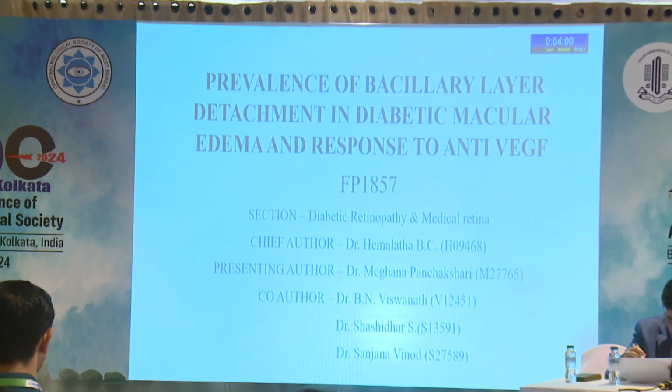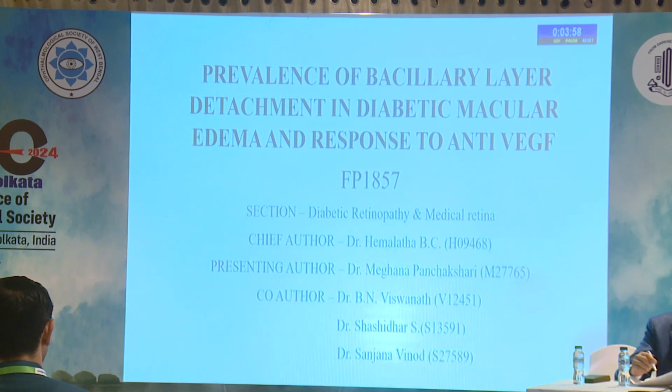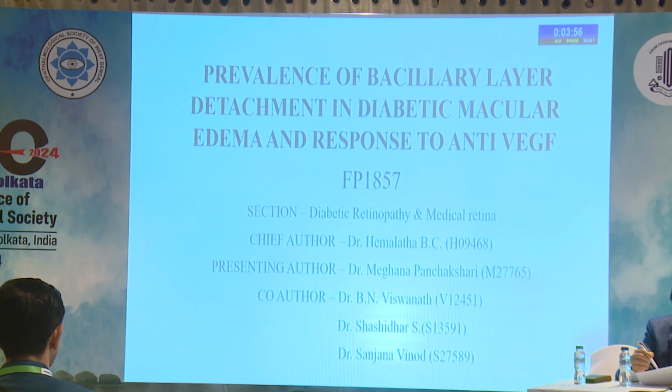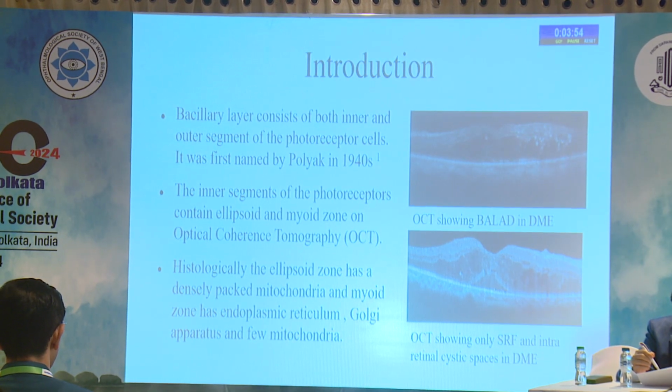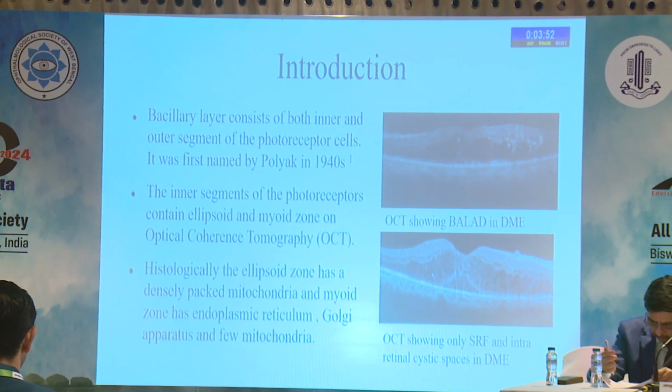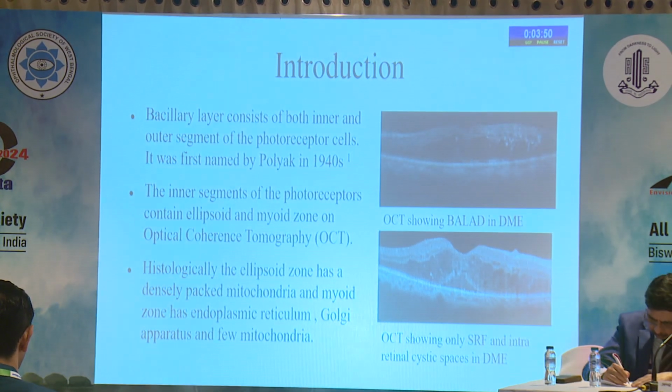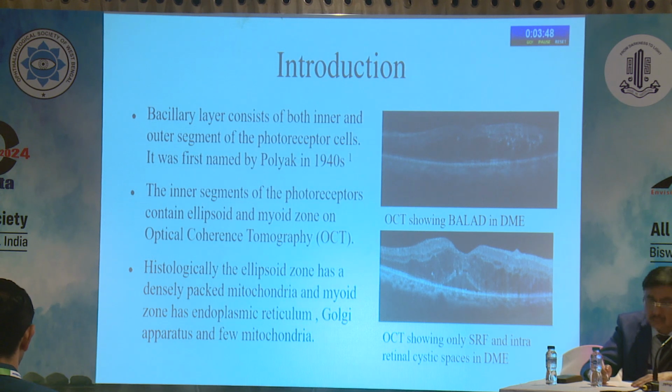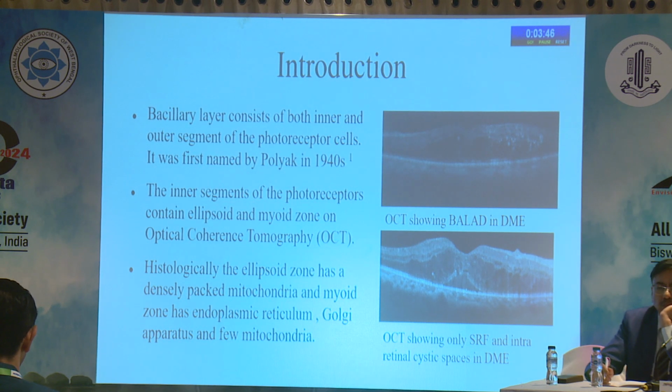I'll be talking about prevalence of bacillary layer detachment in diabetic macular edema and the response to anti-VEGF. So there are no financial disclosures. Bacillary layer consists of both the inner and the outer segment of the photoreceptor cells. The inner segments of the photoreceptors contain ellipsoid and the myoid zone on OCT.